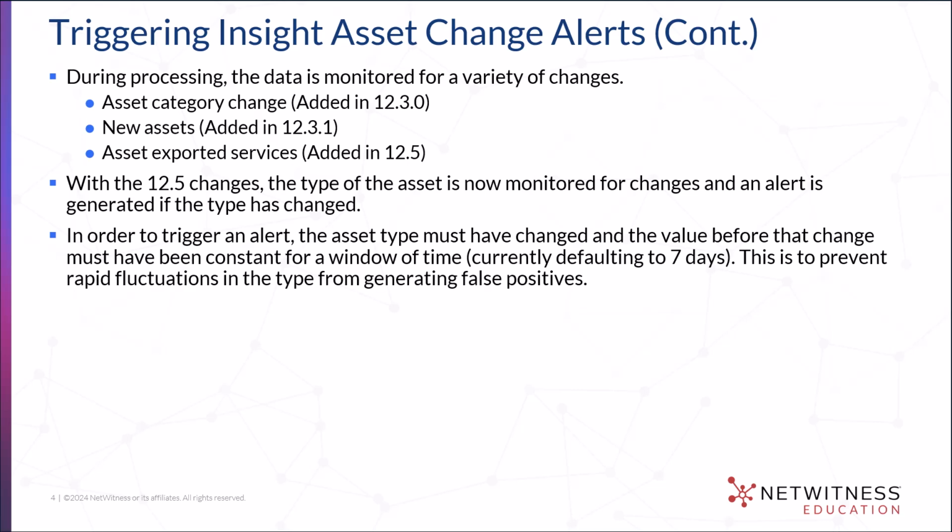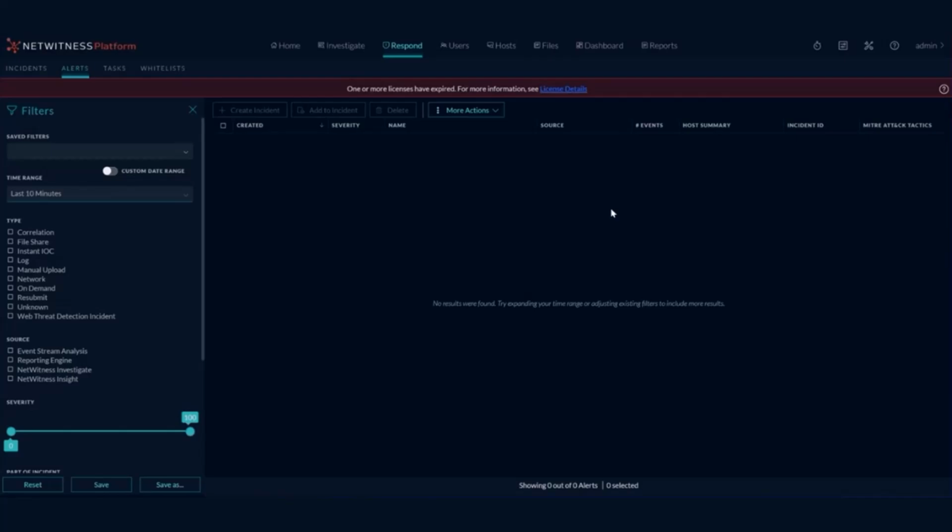Okay, so now I'll actually do a demonstration of the feature. As I mentioned earlier, there's a time window involved of 7 days, and we don't really want to sit here that long. So I'm going to go into the system and change some data so we can have an on-demand event triggered.